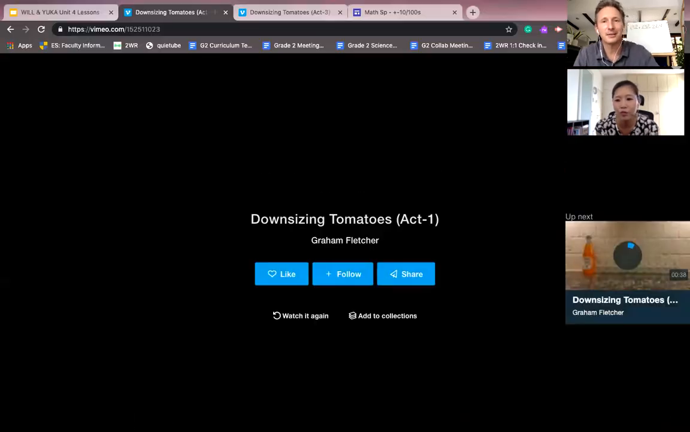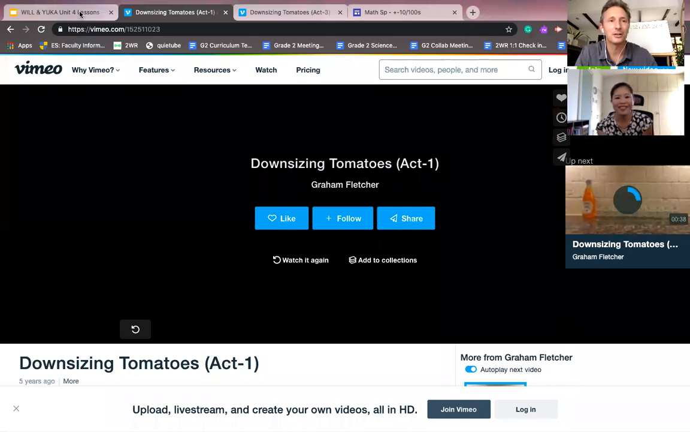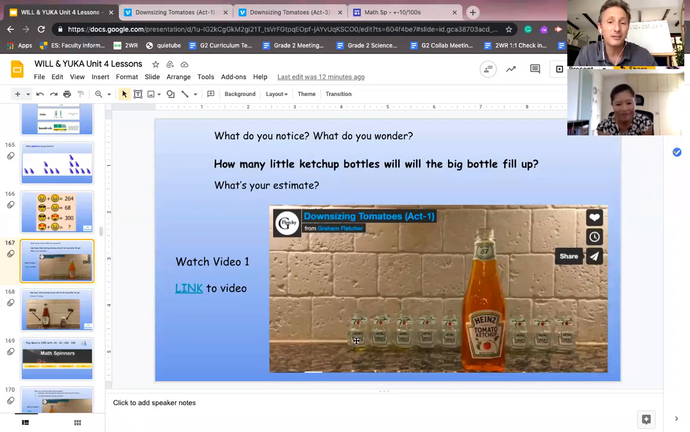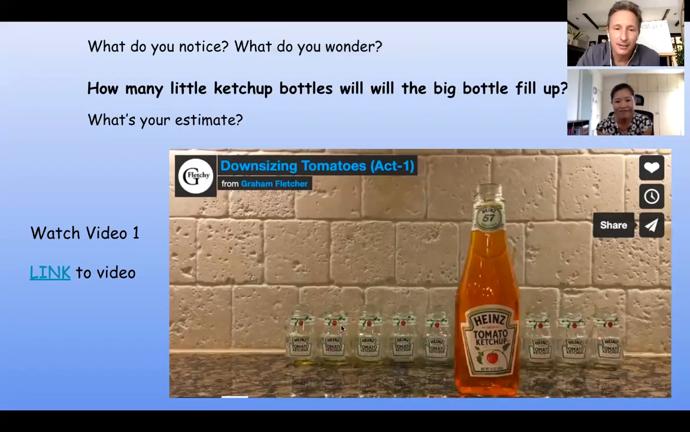Ooh, and there they end it for you. So it filled up a little bit of, it filled up 1, and then it didn't fill up 2 all the way before the video was stopped. So you're going to guess how many will fill in that rest of the ketchup bottles.